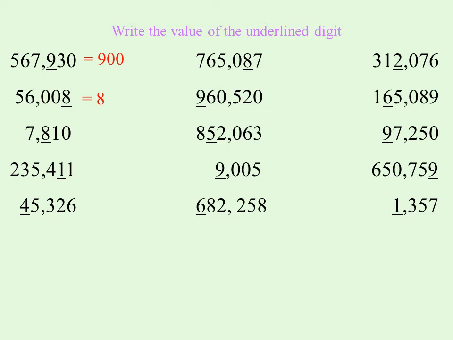7,810. Now we want to know the value of 8. First, 8 is in which place? The place of 8 is hundreds. So the value will be, excellent, 800. 235,411. Now we want to know the value of 1. First we have to ask ourselves, what is the place of 1? 1 is in the tens. So the value of 1 will be 10.